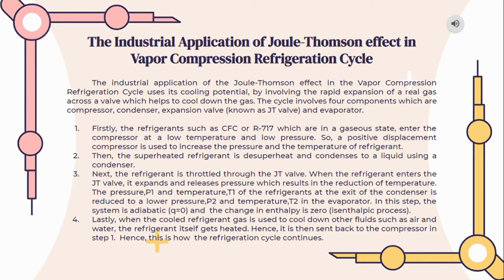Firstly, the refrigerants such as CFC or R717, which are in a gaseous state, enter the compressor at a low temperature and low pressure. So, a positive displacement compressor is used to increase the pressure and the temperature of the refrigerants. Then, the superheated refrigerant is desuperheated and condensed to a liquid using a condenser.